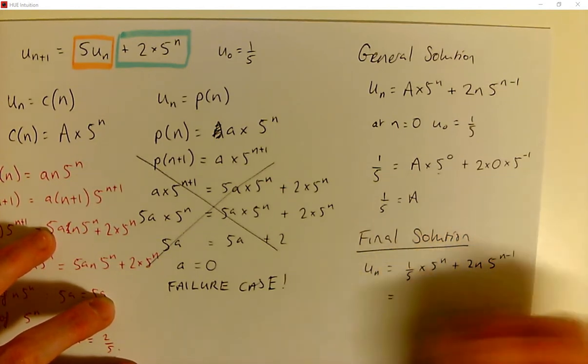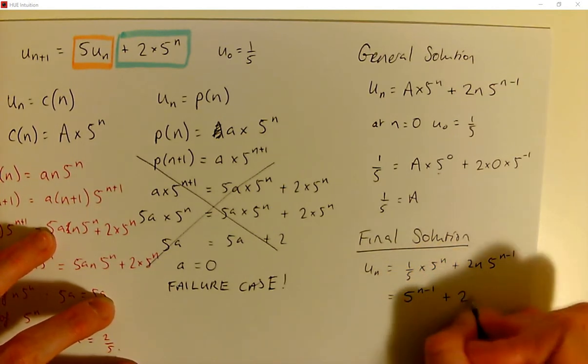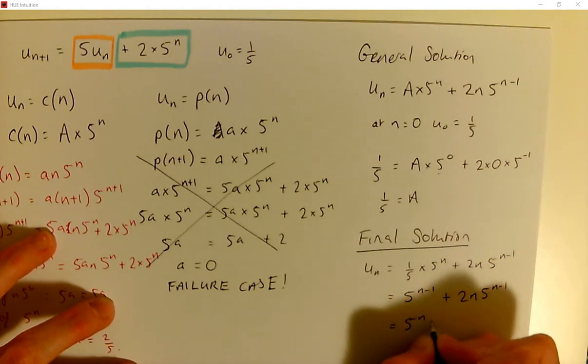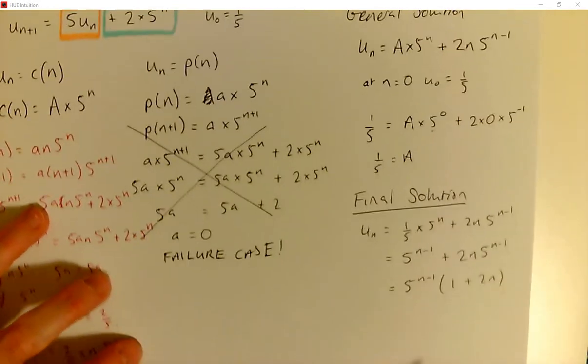So again we can write that as 5 to the n minus 1 plus 2n, 5 to the n minus 1, or if you like factorising, 5 to the n minus 1 times 1 plus 2n. There we go.